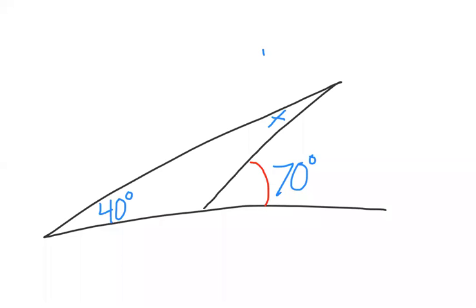You want this one up here? Sorry, that's okay. 30. Yes, 30. This time, they gave me the exterior angle, so I just do 70 minus 40 to get that other remote interior angle. That's it, guys. That's your entire test. Easy peasy?